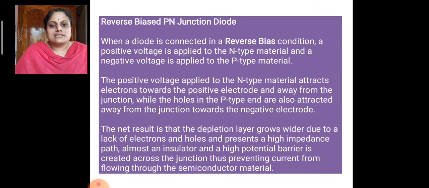The net result is that the depletion layer grows wider due to a lack of electrons and holes and presents a high impedance path, almost like an insulator, and a high potential barrier is created across the junction, thus preventing current from flowing through the semiconductor material. So in the case of forward biasing, we will have a good current flow, whereas in the case of reverse biasing, the current flow is negligible.